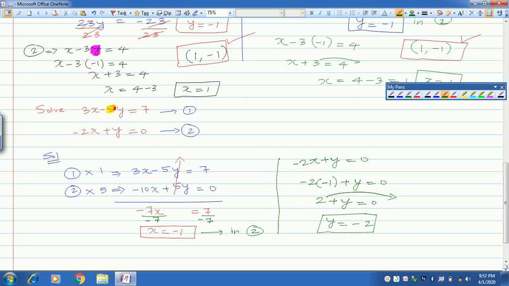So the solution is x is equal to minus 1, y is equal to minus 2. Or you can write it as the point minus 1 comma minus 2. So this is the solution.